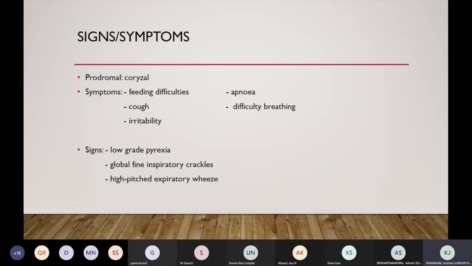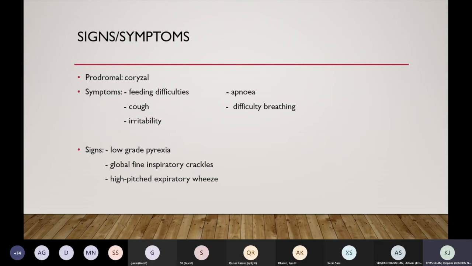The commonest history that parents would give you is that the child has been having a runny nose, generally coryzal symptoms, for a few days, and then they notice, especially overnight, that the child is not feeding very well, has this cough, is quite irritable, and they may even notice in severe cases difficulties in breathing, which might be, as mentioned here, apnea, where they might have intermittent pauses in the breathing, or they have increased work of breathing, which is characterized by nasal flaring, tracheal tug, or most commonly recession. So the muscles between the ribs kind of being drawn in. We call that subcostal or intercostal recessions.